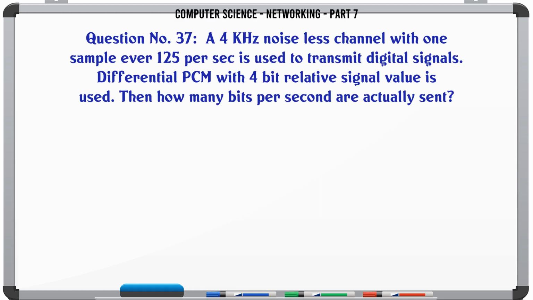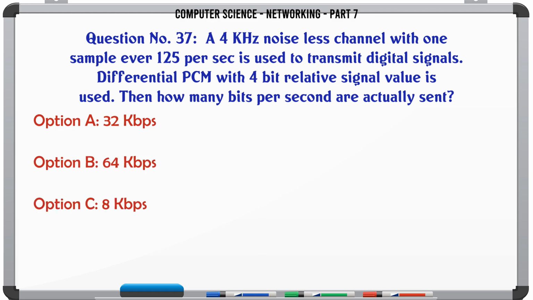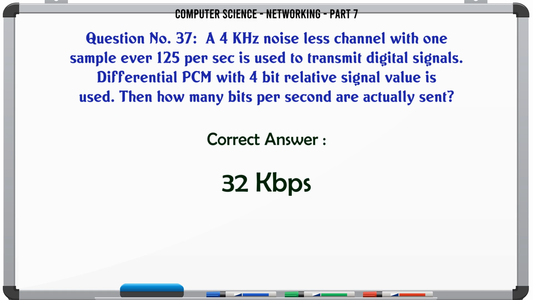A 4 kHz noiseless channel with one sample every 125 microseconds is used to transmit digital signals. Differential PCM with 4-bit relative signal value is used. Then how many bits per second are actually sent? A. 32 kbps. B. 64 kbps. C. 8 kbps. D. 128 kbps. The correct answer is 32 kbps.